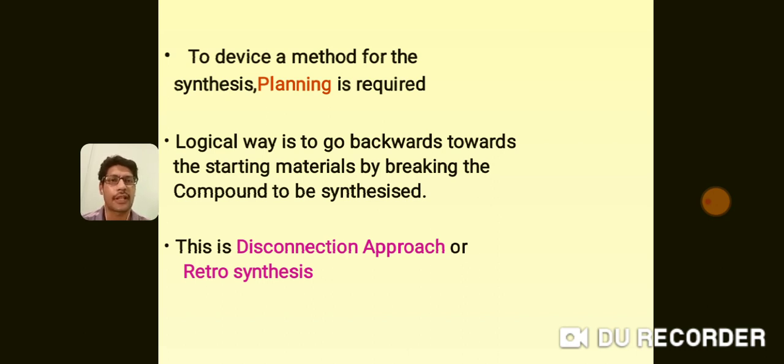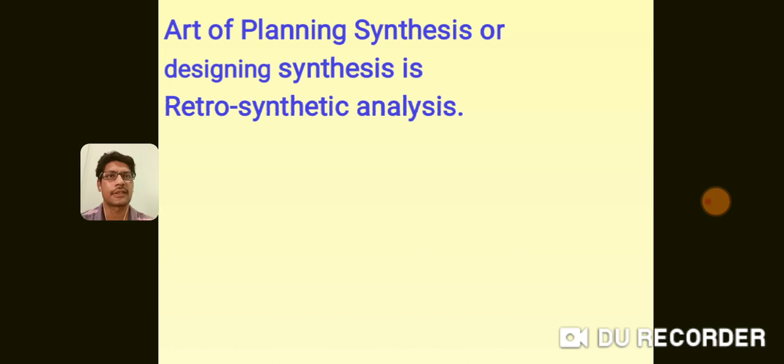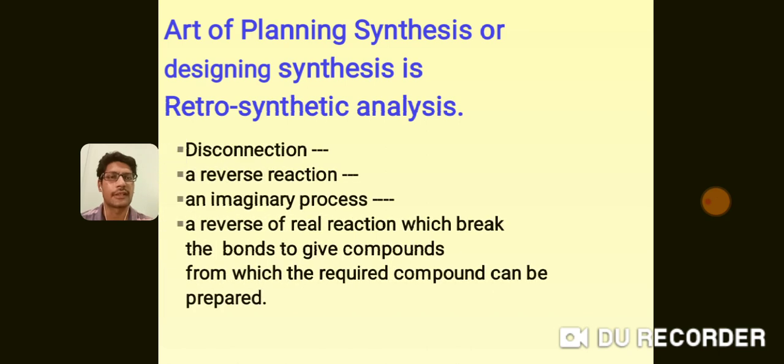Retrosynthesis means what? Retro means reverse, go reverse. You will have a molecule to be synthesized, and you have to go backward, in reverse, to get the proper reagents. The art of planning or designing a synthesis is retrosynthetic analysis. Disconnection is an imaginary process, a reverse of a real reaction, which breaks the bonds to give compounds from which the required compound can be prepared.